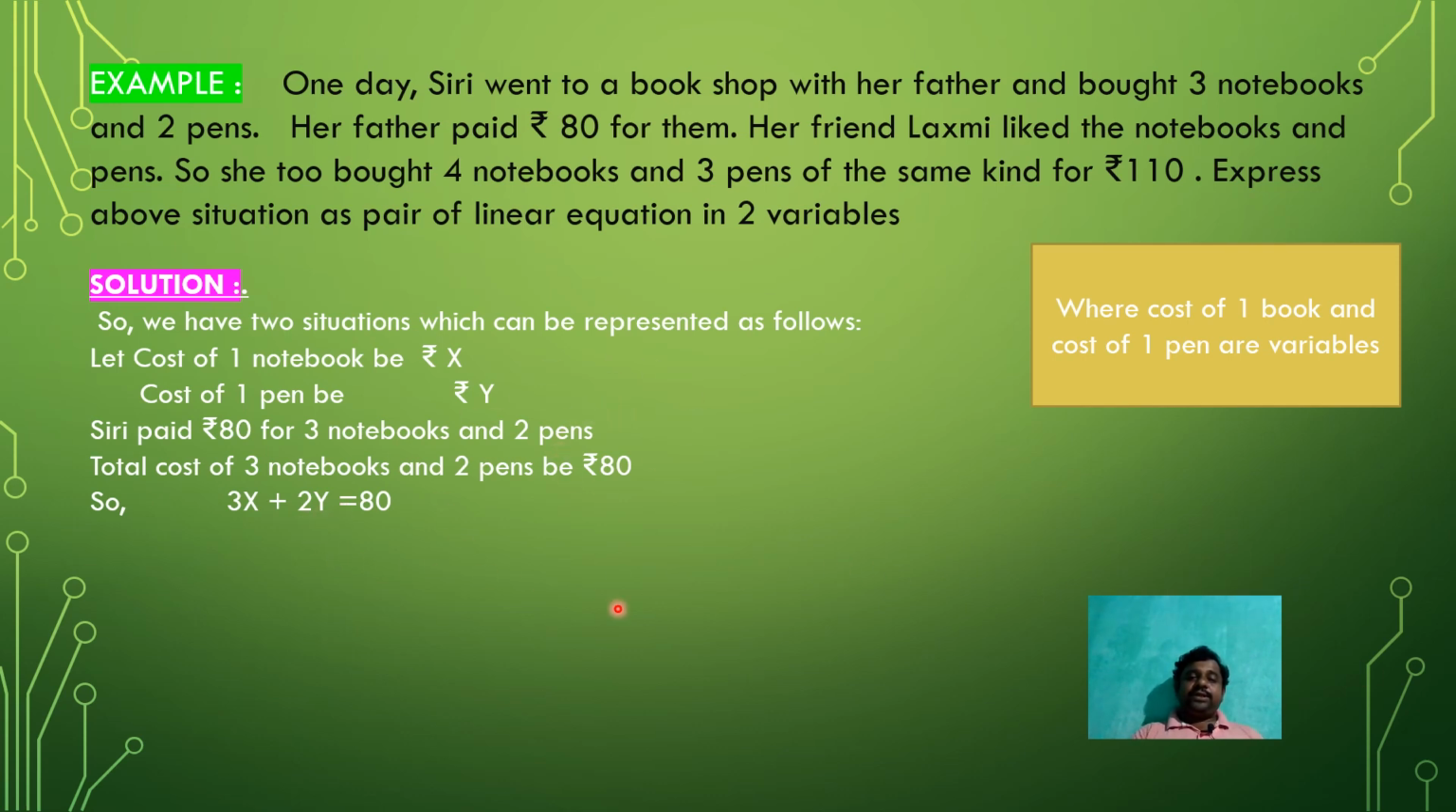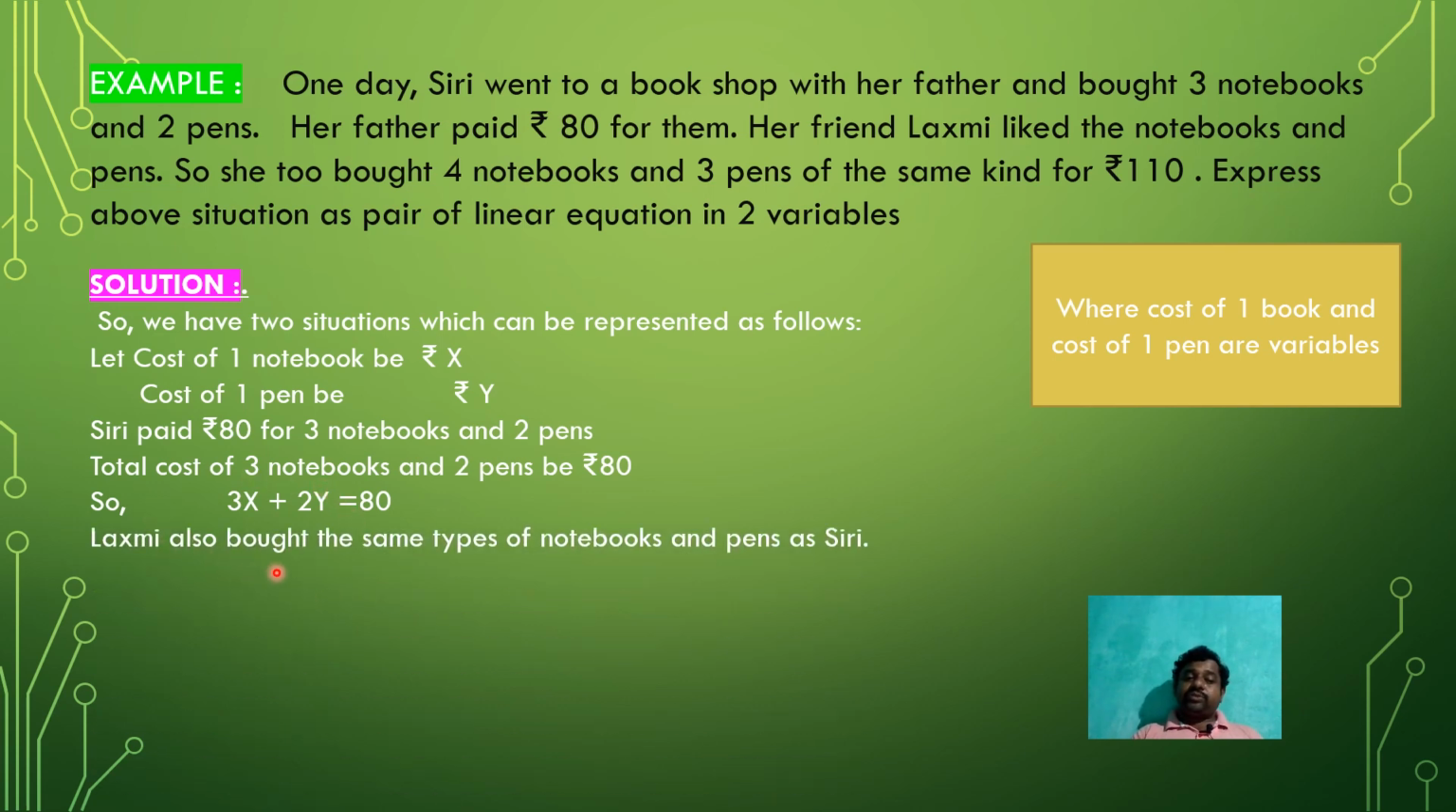What is the total? 80. Understand? The cost of one notebook x, the cost of 3 notebooks 3x, the cost of one pen y, the cost of 2 pens 2y. The total cost is 80. So 3x plus 2y is equal to 80.